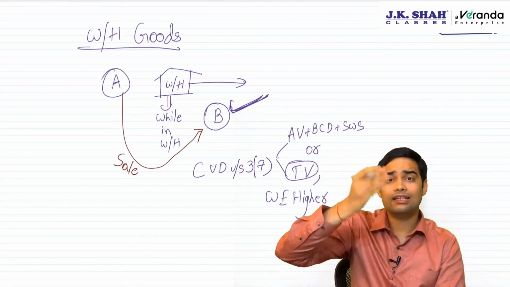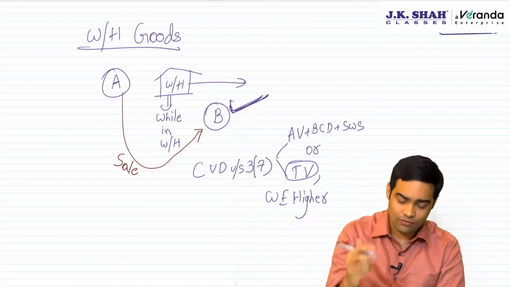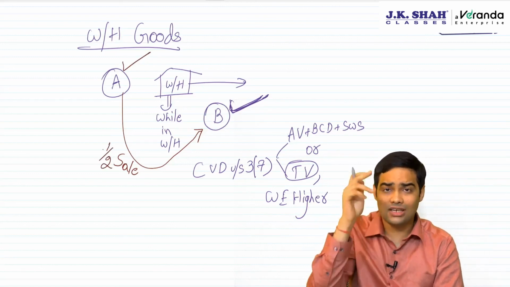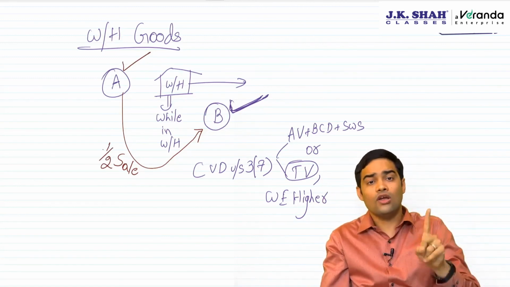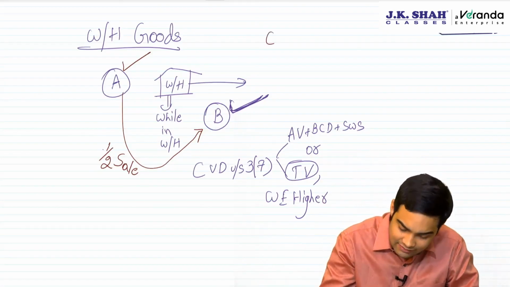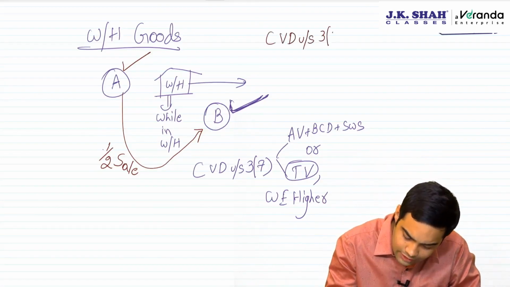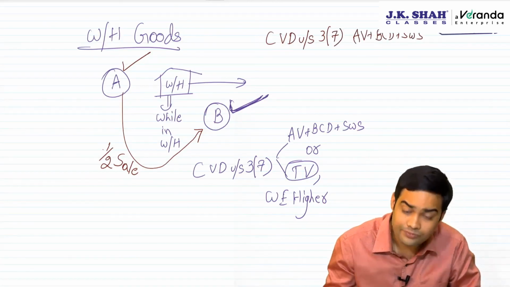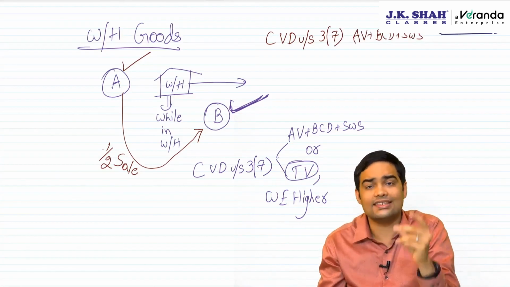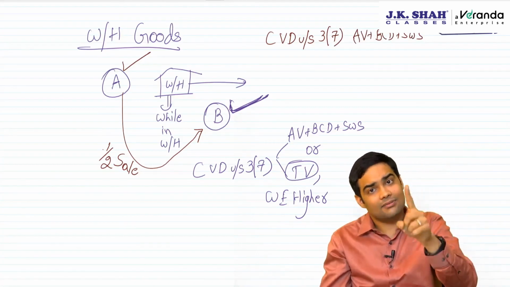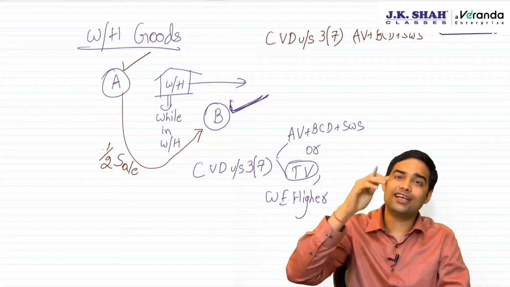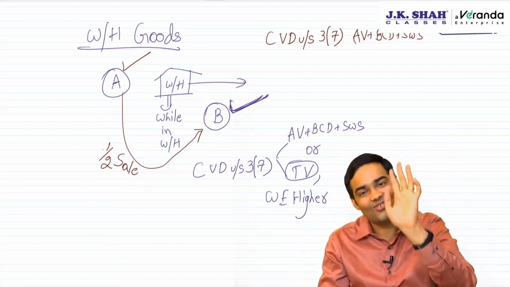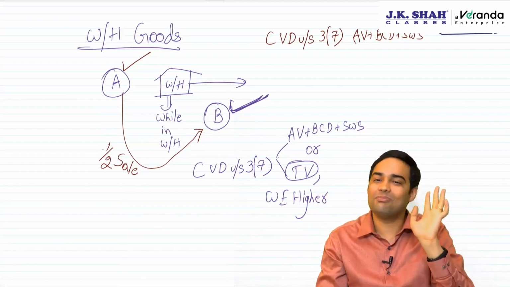But say suppose half the goods are sold and half the goods A is going to clear. Will this same computation apply to A? The answer is no. For A, he has to pay CVD under section 3(7) on assessable value plus BCD plus social welfare surcharge. And remember, for both the cases, the starting point will be the same. Assessable value will remain the same. Don't start applying BCD on assessable value or transaction value, whichever is higher. Assessable value for both will remain the same, plus BCD plus social welfare surcharge.